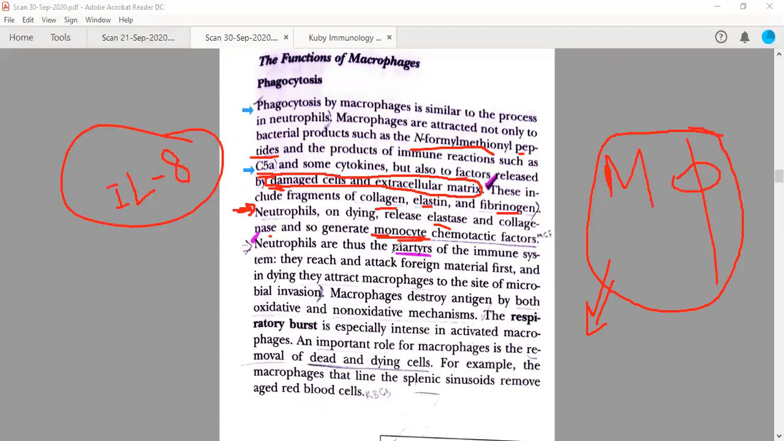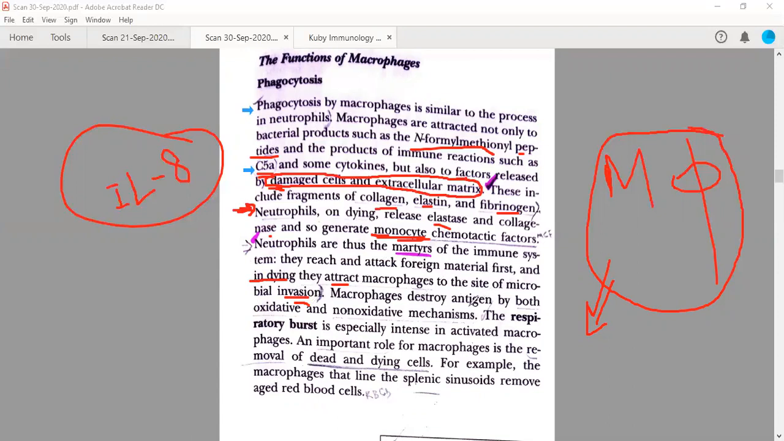So neutrophils are thus a kind of martyr in the immune system and in our body. They reach and attack foreign material first, and in dying, they attract the macrophages to the site of microbial invasion, wherever there is an injury, infection, or inflammation. All right. So the site of invasion is where the pathogen has invaded our body or the host body.